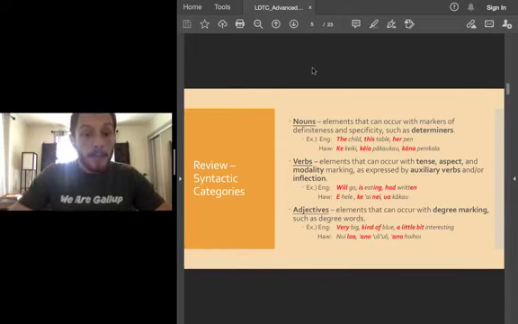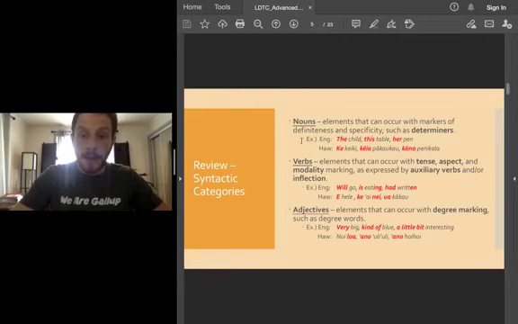However, linguistically speaking, we do actually have syntactic diagnostics that we can use to probe at the actual structural behavior of these syntactic categories and give them a more structural definition that doesn't resort to meaning. So nouns, syntactically speaking, are elements that can occur with markers of definiteness and specificity, such as determiners. So these are words like the, this, also possessive determiners like his, her, its, my.